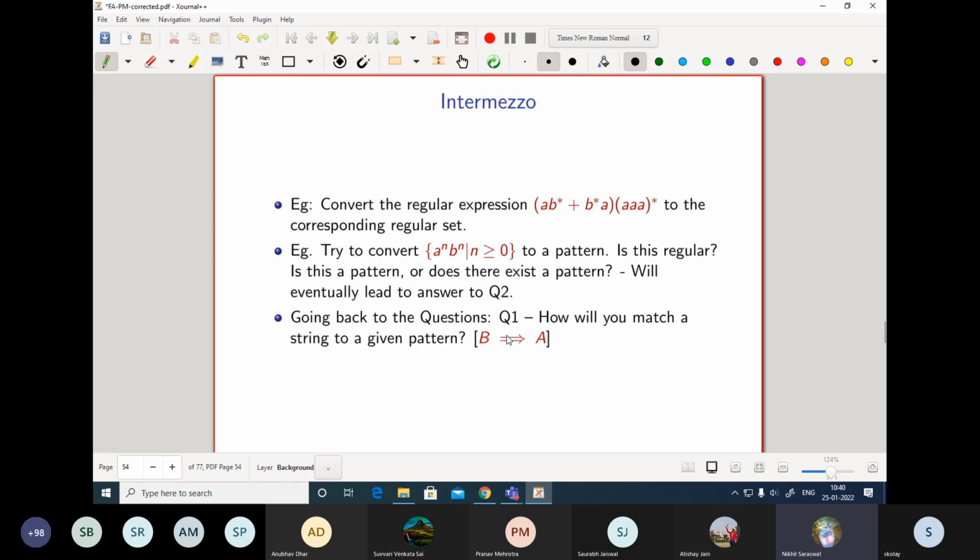Okay, so now we go back to the first question, which says that how will you match a string to a given pattern? So if you give me a string and you give me a pattern, how will you match it? Since I have shown that the language matching a pattern is a regular set, what I do is, for that particular language, I construct a DFA. And then I check whether this string is accepted by this DFA or not.